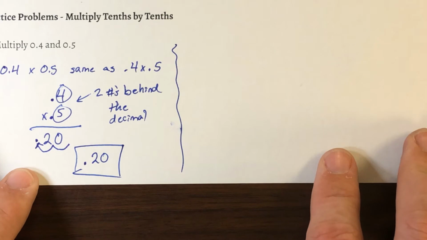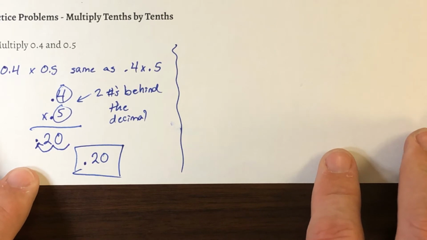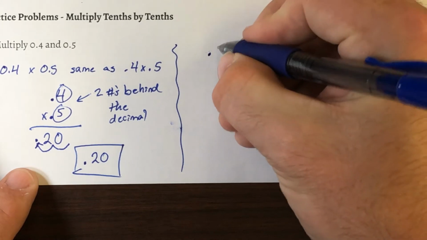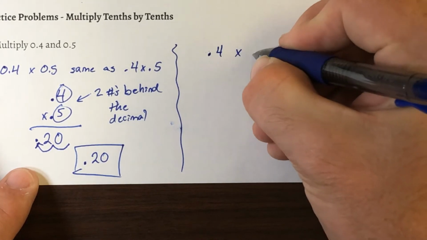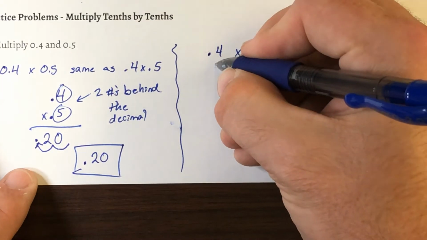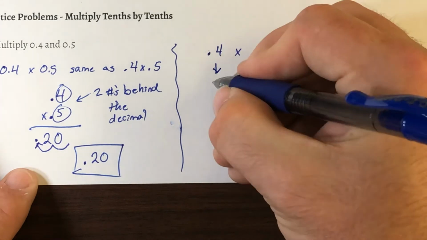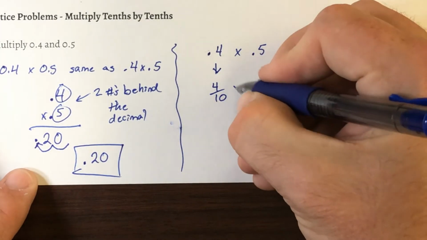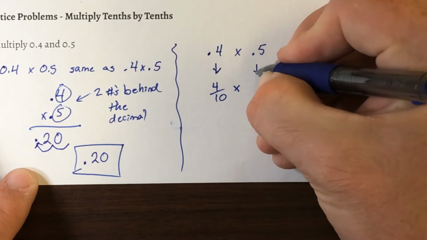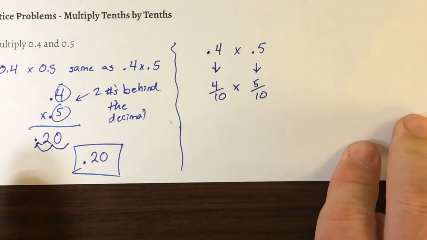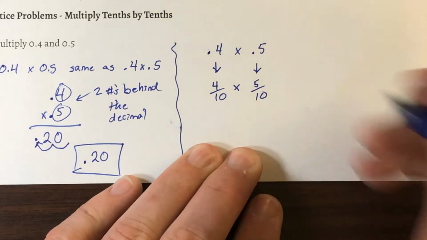Well, some people like fractions. I know, weird, right? Well, start out by writing your problem. 4 tenths times 5 tenths. Well, if you like fractions, why not just convert them to fractions? So 4 tenths is literally 4 tenths, or 4 over 10. We're multiplying. 5 tenths is literally 5 tenths. And now just multiply fractions.